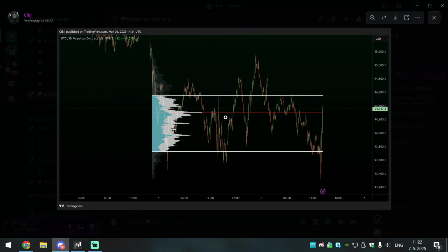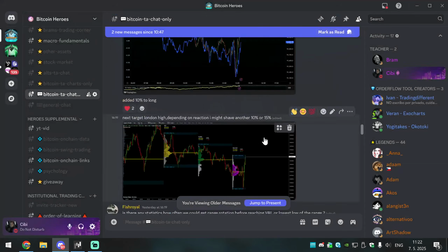We start to push to the upside. We are reclaiming point of control. That's a good sign. You will actually rotate the range into the VAH, and you take out London highs.